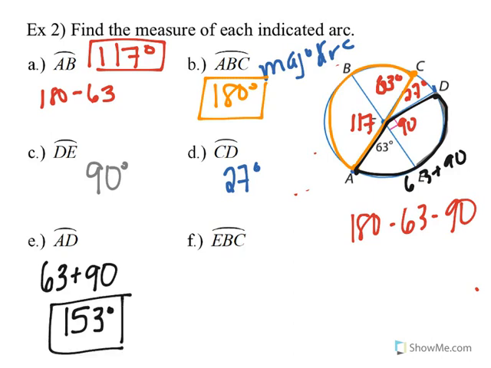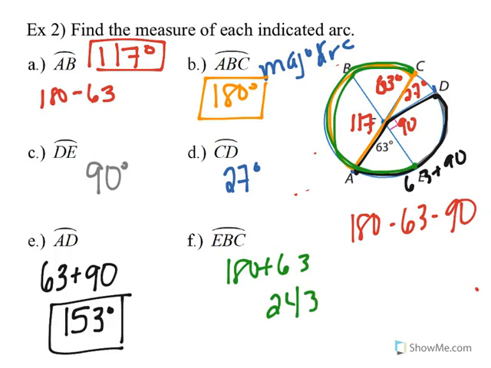And then last but not least, we want to find EBC. It's a major arc because it has 3 letters. So I want to go from E to B to C. Now if you trace this, what you'll notice, from E to B is a semicircle, that's 180, and then I'm going to add 63. So it will then end up giving me 243 degrees.